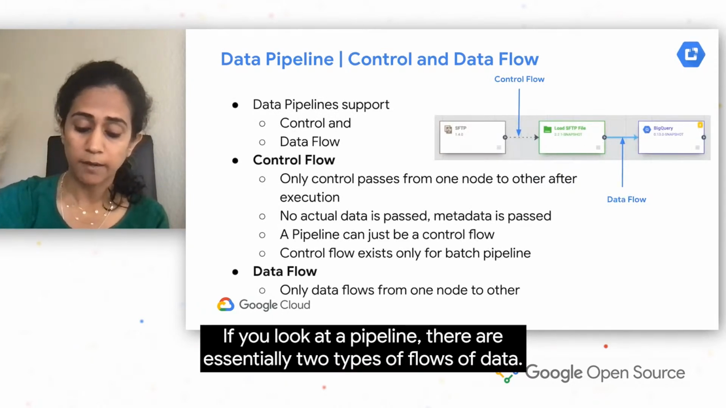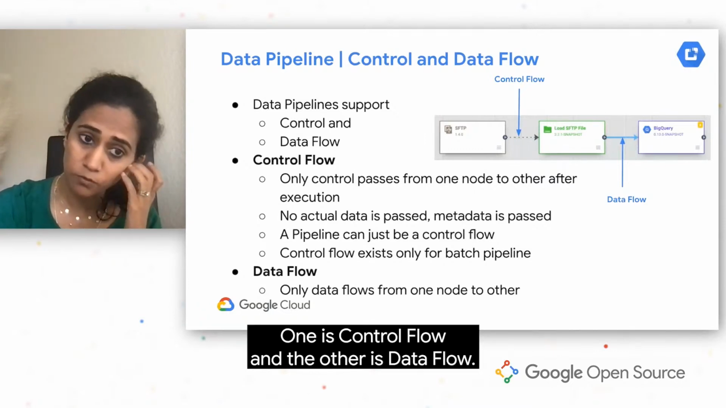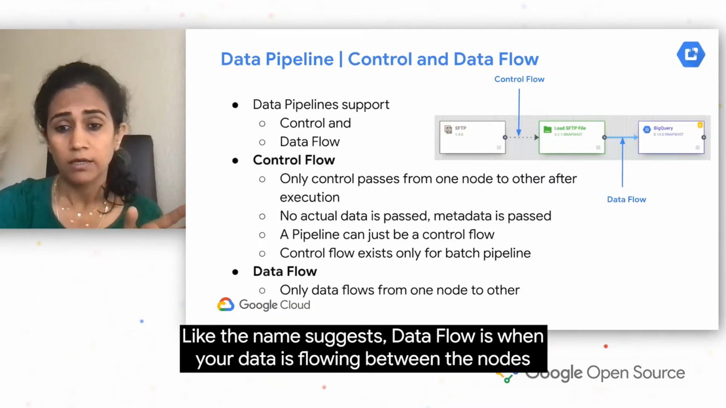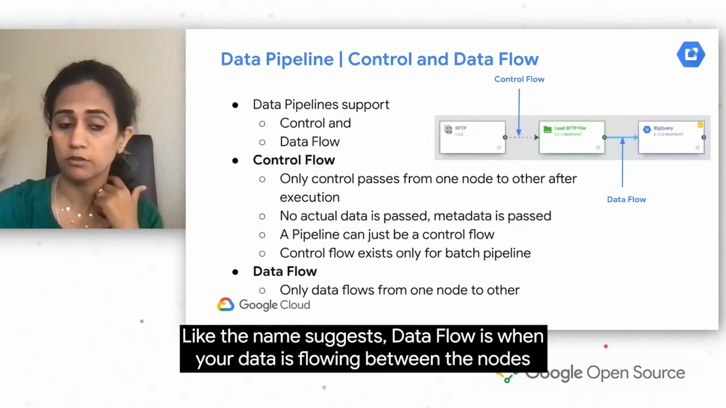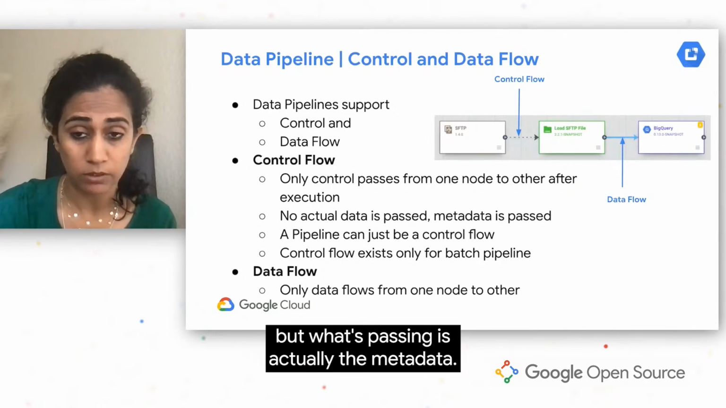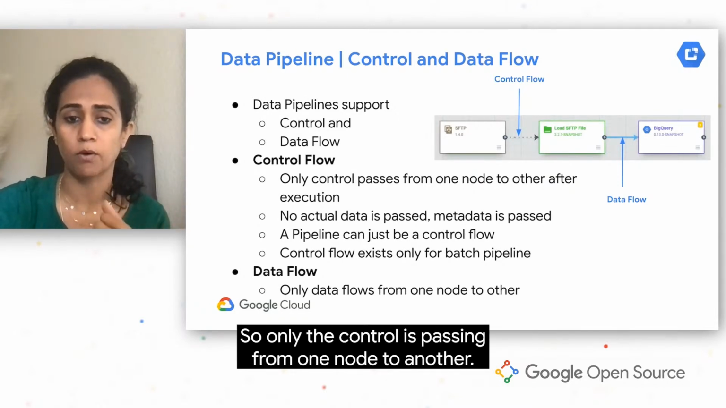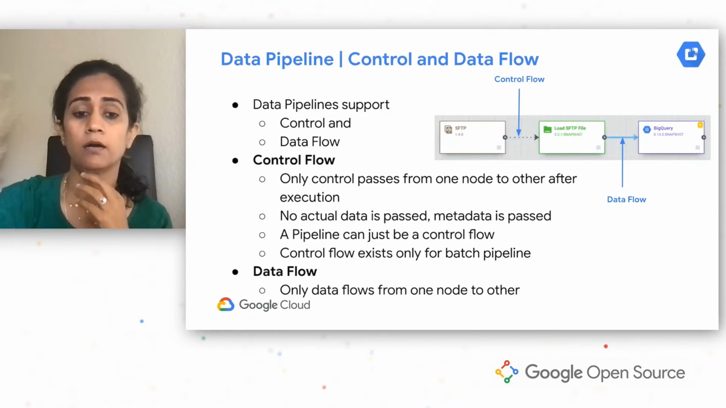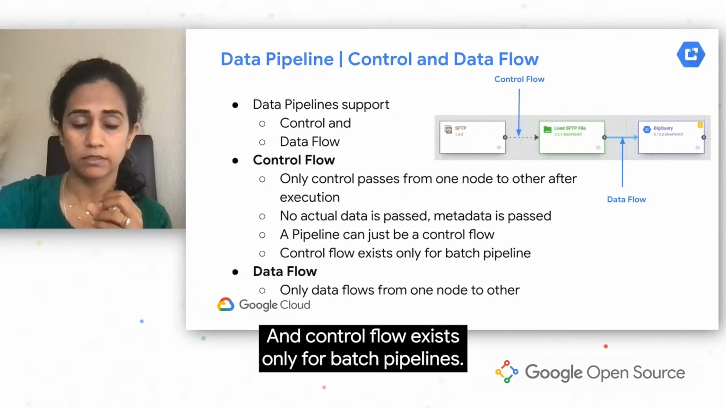If you look at a pipeline, there are essentially two types of flows of data. One is control flow, and the other is data flow. Like the name suggests, data flow is when your data is flowing between the nodes, and control flow is when no data is passing, but what's passing is actually the metadata. So only the control is passing from one node to another. And control flow exists only for batch pipelines.